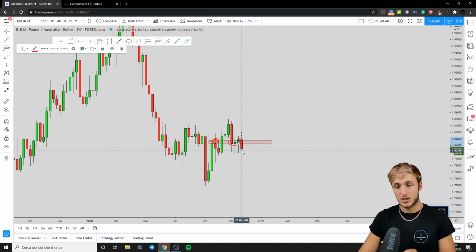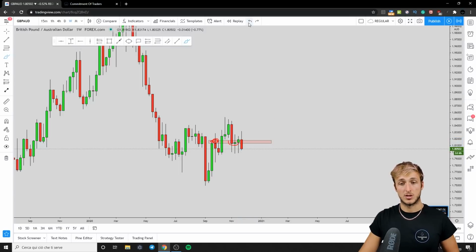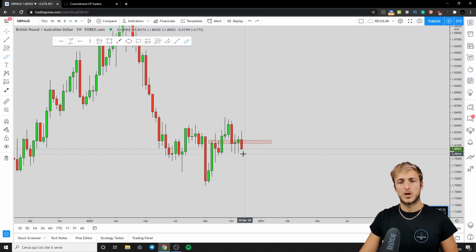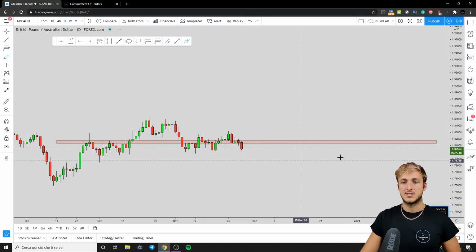And if we will see a close below this zone, then at that point, we cannot be looking for the continuation to the upside unless we will see another break and close above the zone, because never forget that once a level is broken, if it was support, it's turned resistance. So on the weekly, we are currently breaking structure to the downside. Let's go down on the daily and see what we have.